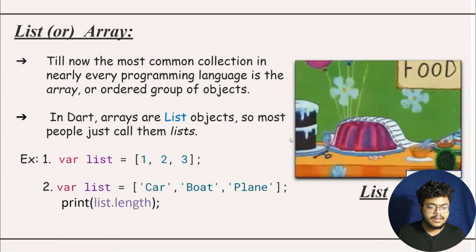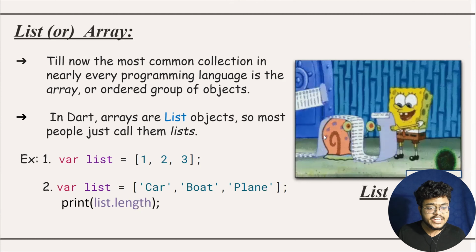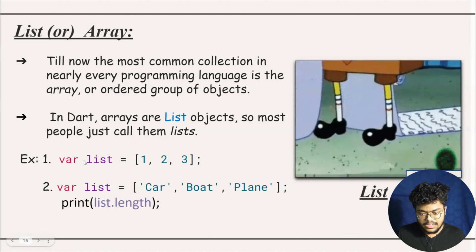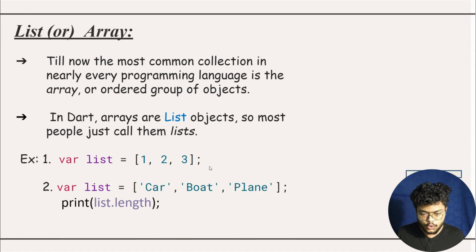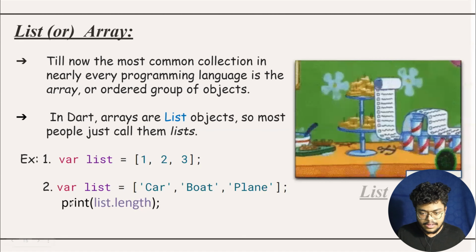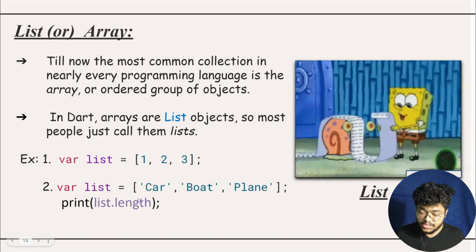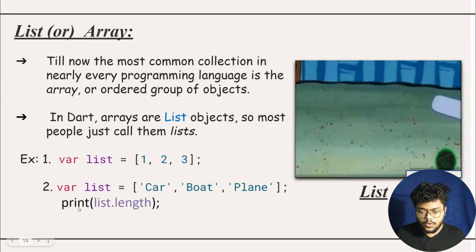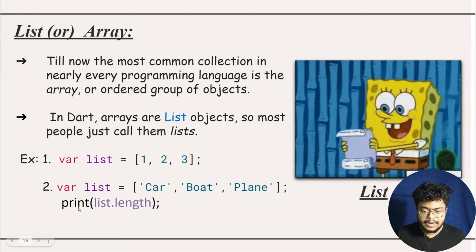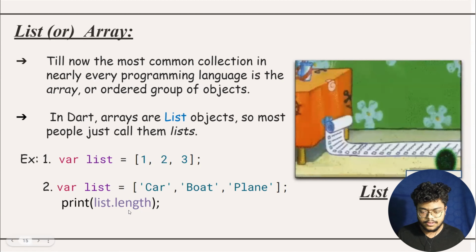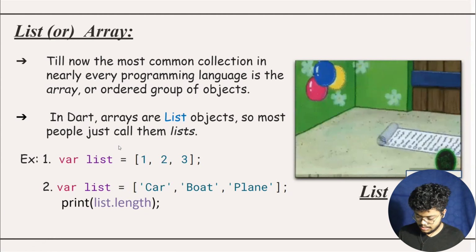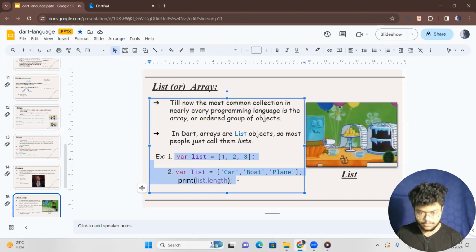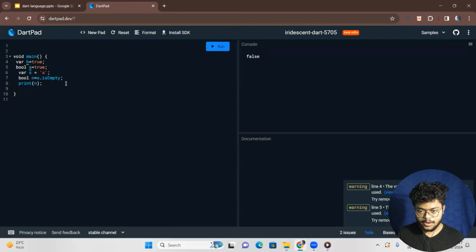A list can maintain a series of data elements, like this: var list of 1 2 3, and var list of strings: car, boat and plane. We can print the length of the list by using the length attribute. So let's talk about operations in list in DartPad.